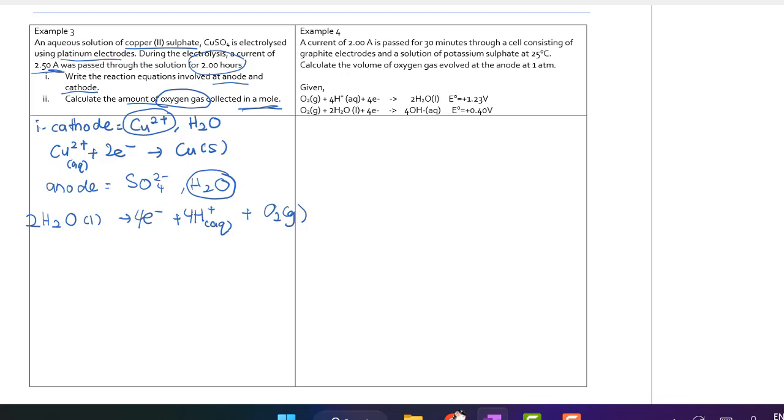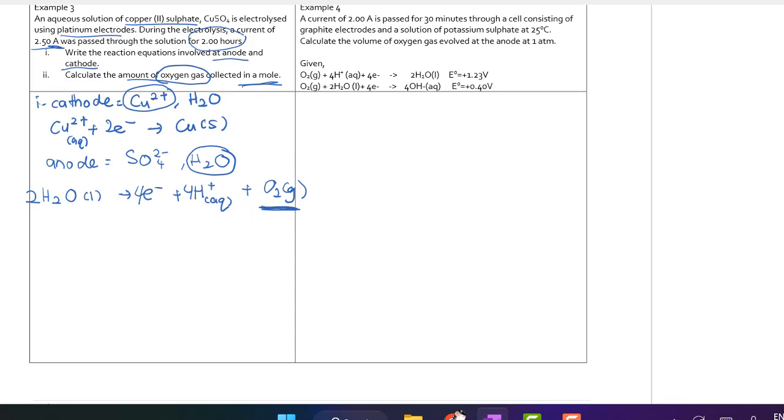If you look at the half equation at the cathode, there is no oxygen gas produced. If you look at the half equation at the anode, oxygen gas is produced. So we want to refer to the half equation at the anode, because the question asks you to find oxygen gas collected. Oxygen gas is collected at the anode. So as usual, we calculate Q first. Given in the question, 2.5 ampere for 2 hours.